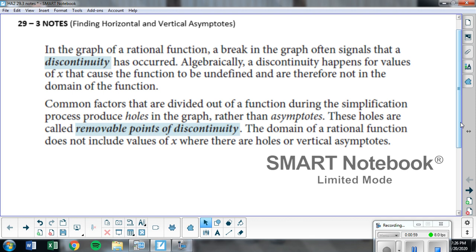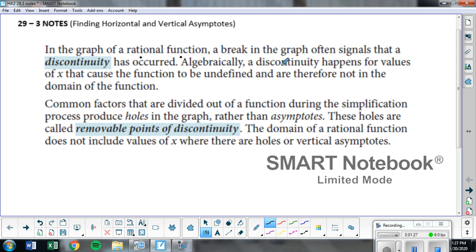It says, in the graph of a rational function, so let's stop there. What's a rational function? That's what we've been studying. So there's a polynomial on the top, a polynomial in the denominator. So when we graph these, a break in the graph often signals that a discontinuity has occurred. Algebraically, a discontinuity happens for values of x that cause the function to be undefined and are therefore not in the domain of the function.